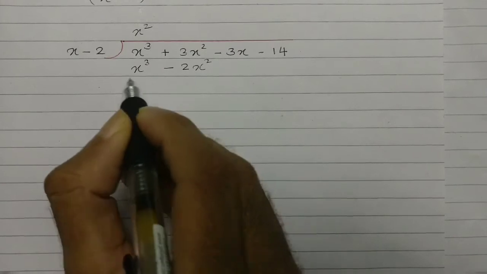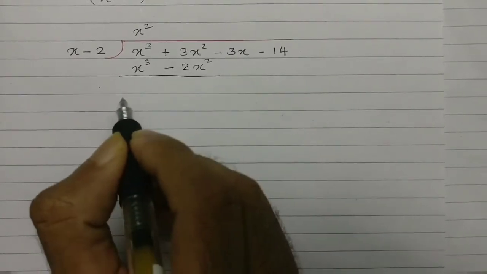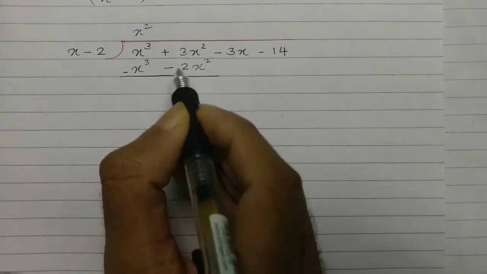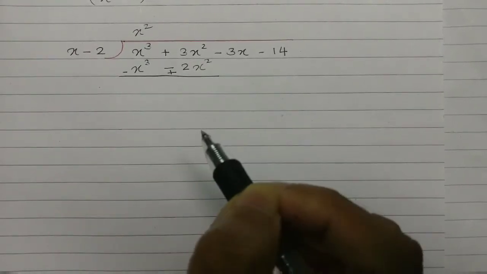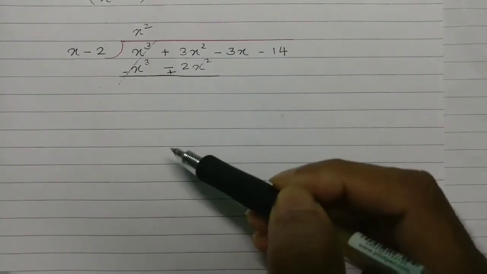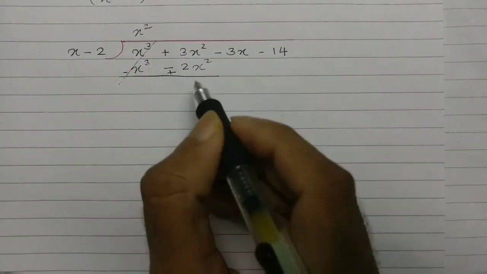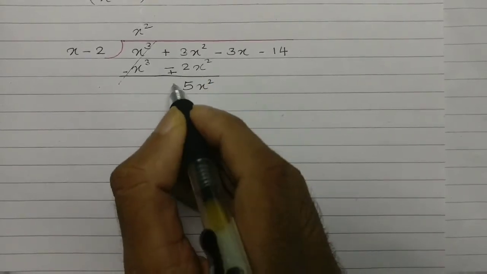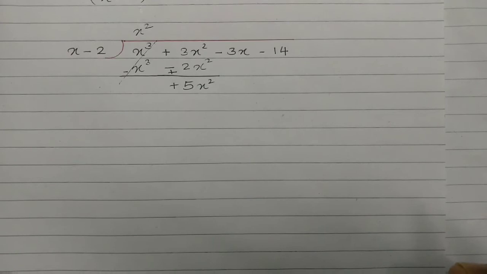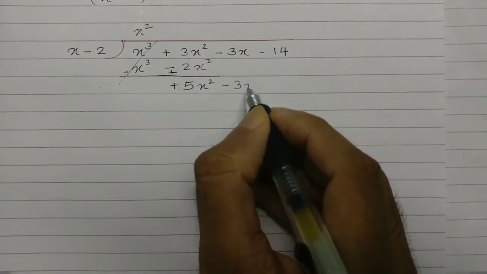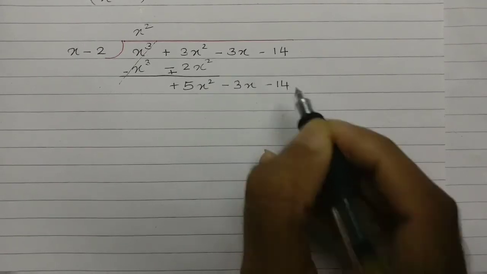Then sign, and then let us change the signs. Positive will become negative, negative will become positive. Let's calculate this. So plus x cube minus x cube, this will get cancelled. Over here, this will become 5x square, with the sign of the greater number, that is plus. Get all the other terms down. This will become minus 3x and minus 14.